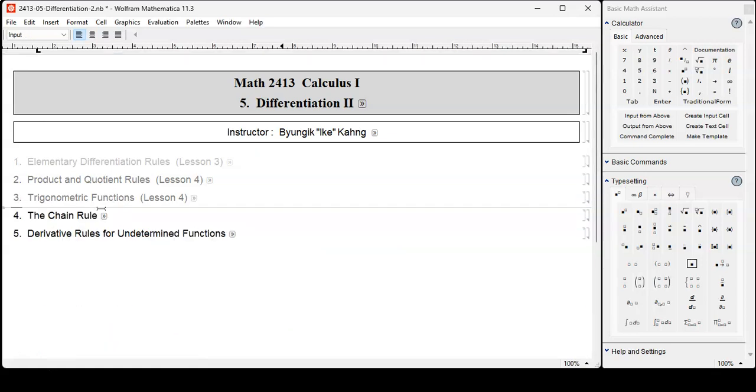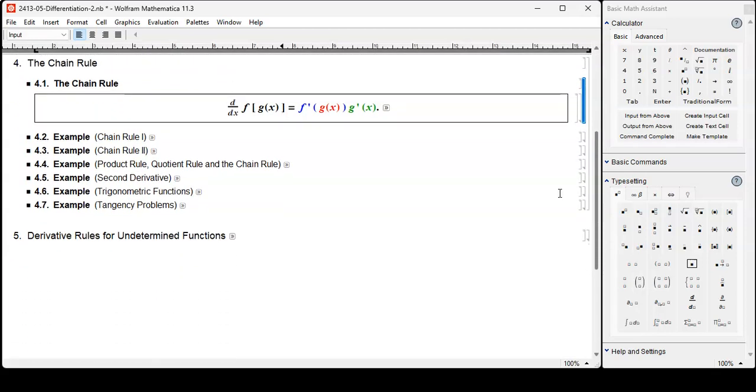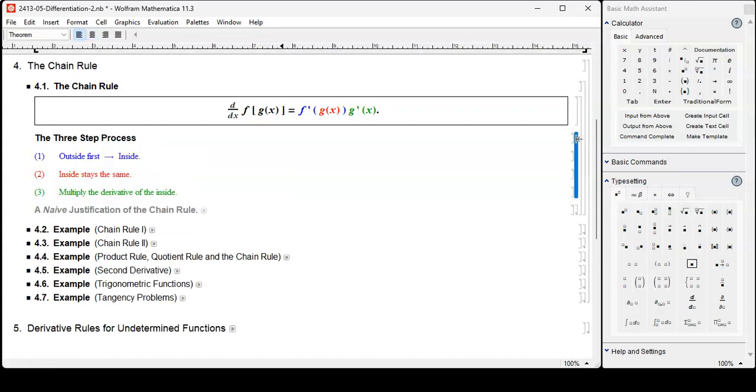Okay, so much for the review, and finally let's go over to the new topic, the chain rule. Ready? Okay, here we go, and here is the chain rule. It's a derivative rule for a composite function. The derivative of f of g of x is f prime of g of x times g prime of x. And a practical way to do this is to follow this 3-step process.